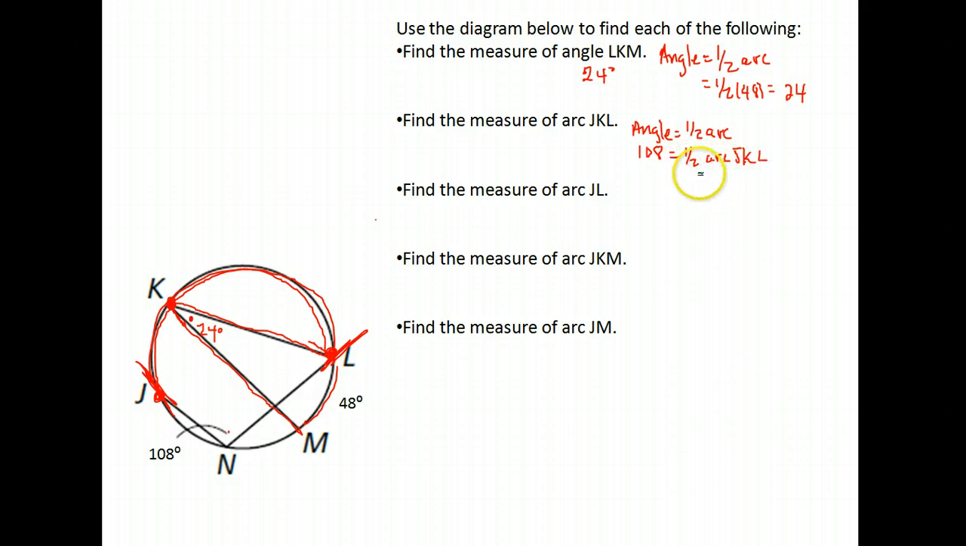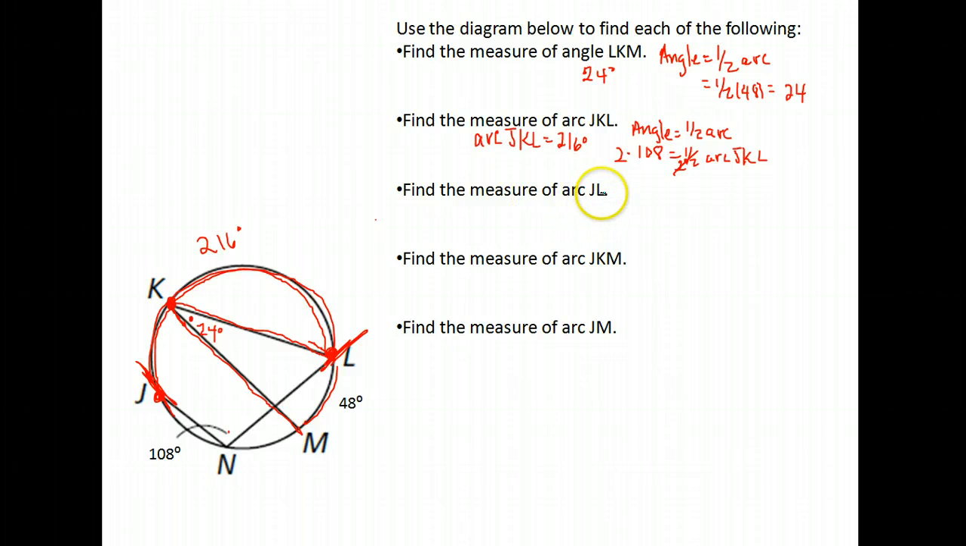I need to solve this to find JKL. It's half of that, so we would multiply both sides by 2 to get rid of the 1/2. And we have our arc JKL is 216 degrees. Okay, so I'm going to label that out here. That big arc is 216.